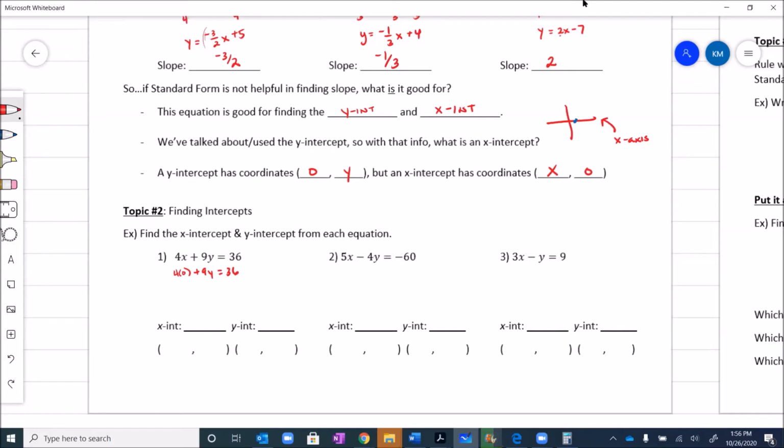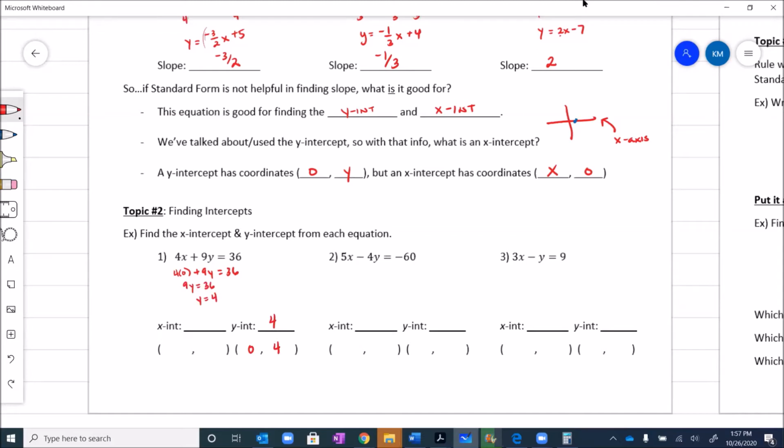So when we know that our x value in our y-intercept is 0, we can plug that 0 value in and solve for y. So 4 times 0 is 0. We're left with 9y equals 36. Divide by 9, y equals 4. Our y-intercept then is 4. Its coordinates would be 0, 4.